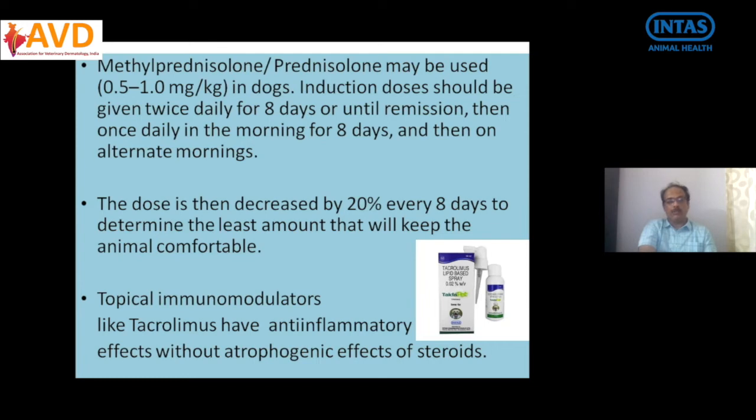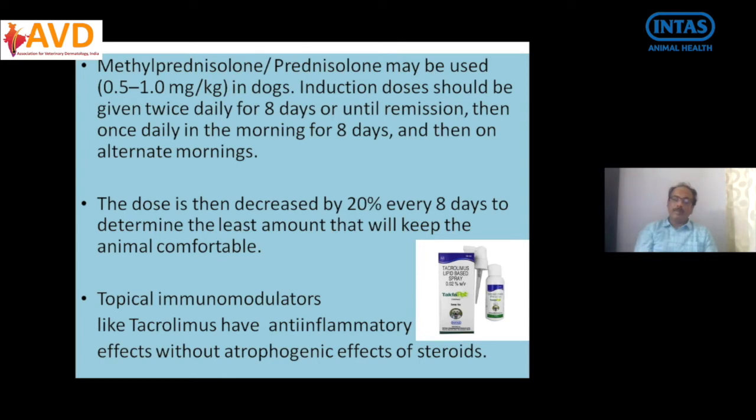So initially you have to taper the dose, and the dose tapering is approximately 20% every 8 days. So you have to decrease the dose 20% every 8 days to determine the least amount of steroid that you have to give to the animal to keep the animal comfortable. So prednisolone you can give at a dose rate of 0.5 to 1 mg, and then taper it 20% every 8 days. Then topical immunomodulator preparations like tacrolimus can be tried, and they are very effective as an anti-inflammatory agent.